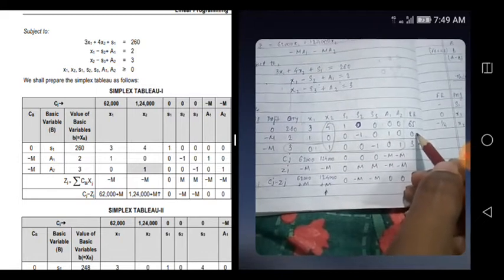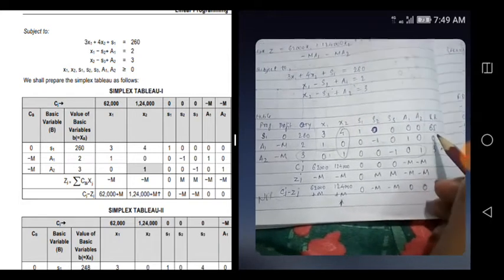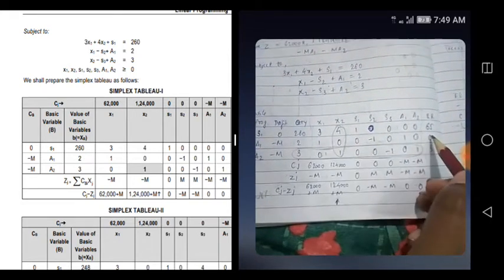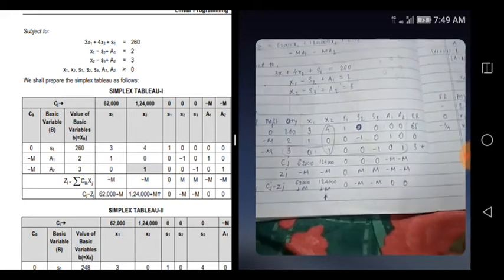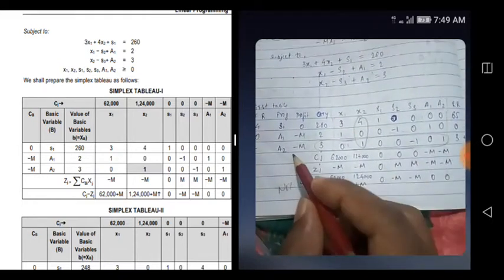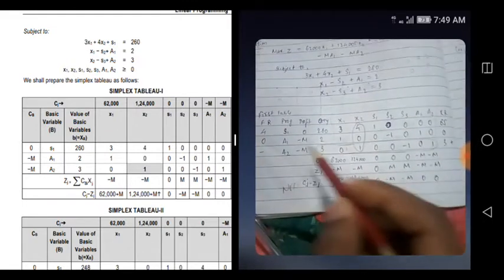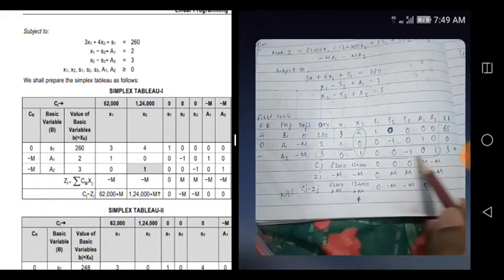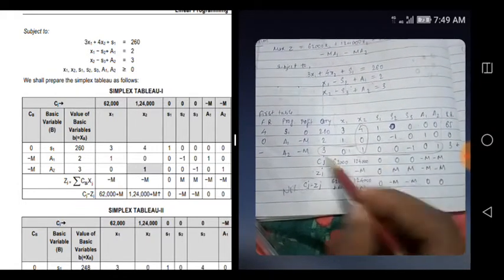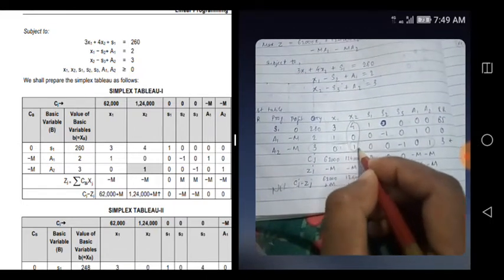Why have we not selected 0? That is because we have to replace something. If we select this, the replacement ratio is 0, so it means nothing will get replaced, but something has to be replaced. That's why we are selecting this. So which one did we select for outgoing? A2. This one is incoming, this one is outgoing. Okay, so mark this. This is the key column, this is the key row. And where they intersect, this number is called the key number.